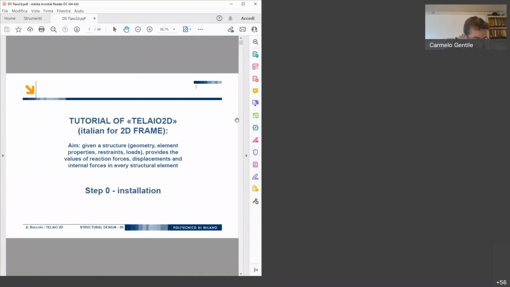Okay, guys, so as I said before, this lecture is mainly aimed at the explanation of the software Telaio 2D. Okay. So the meaning of the software's name is "frame", basically, in English.